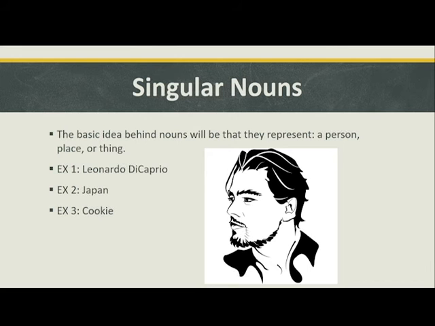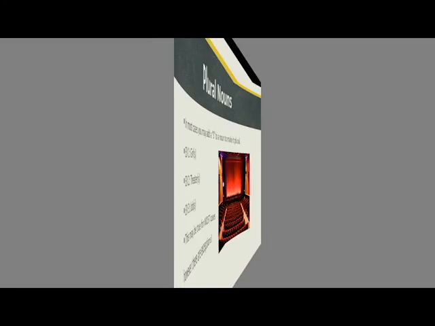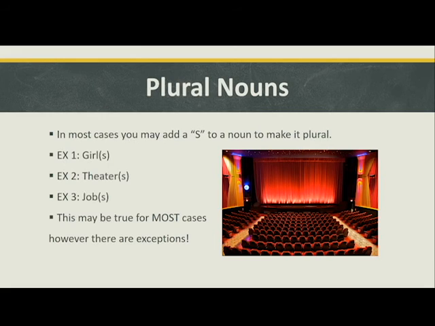Then we move on to the idea of plural nouns. In most cases, to make nouns plural, you just add an S to it. So, for example, with singular being girl, girls for multiple, theaters, jobs.